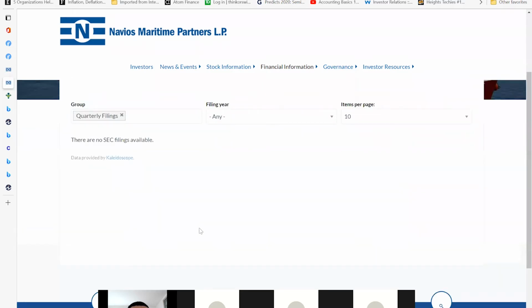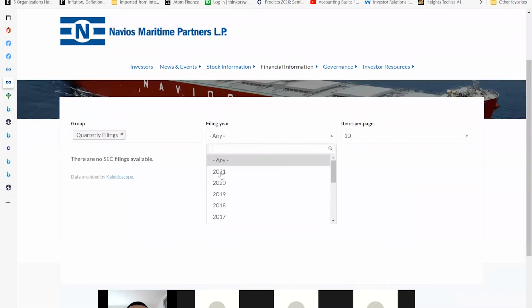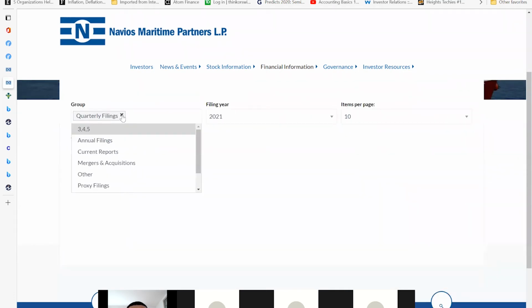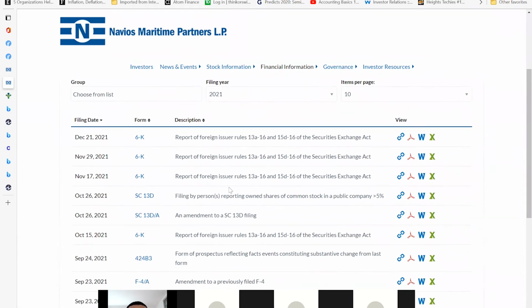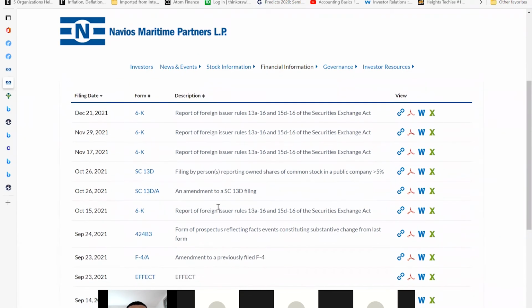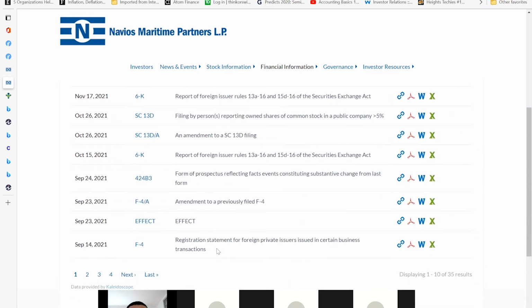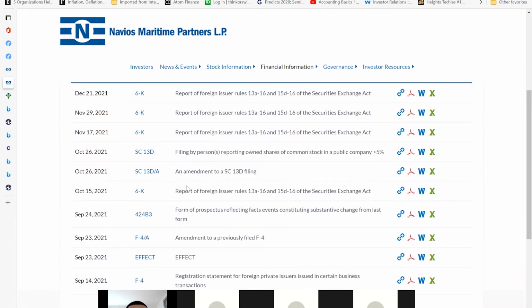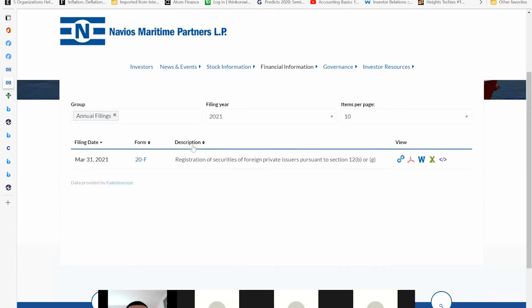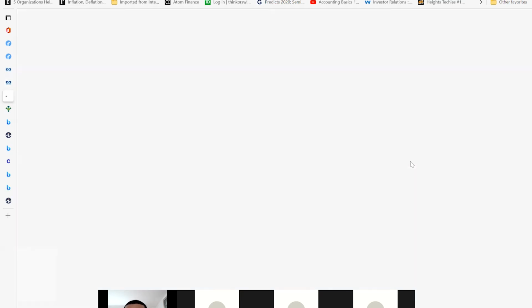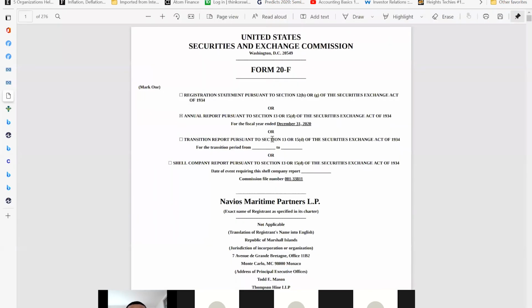Quarterly filings. 2021. Okay, this is a foreign issuer. I'm going to be honest, I do not remember what the quarterly report is for a foreign issuer. I know what the annual report is. Let's see, annual, it's 20F. I forgot what the quarterly report is for them. For U.S. companies, it's a 10K.